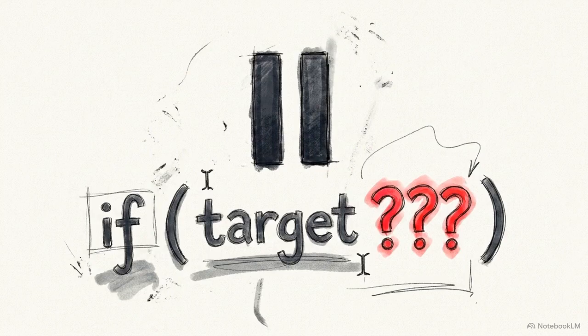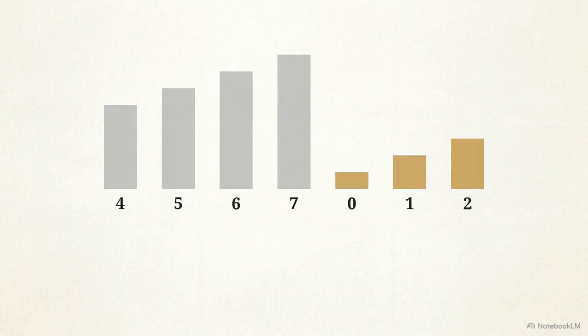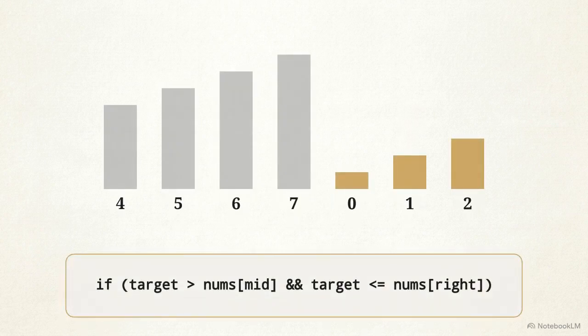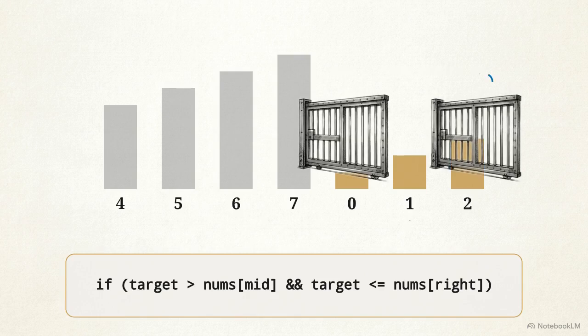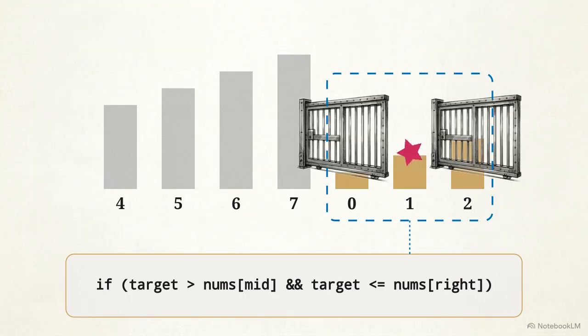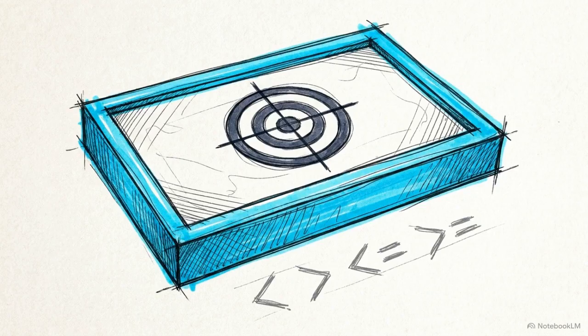Let's try an active recall. Pause the video and determine what the nested boundary check is if the right half is the sorted portion. The correct code for the right side is target greater than nums[mid] and target less than or equal to nums[right]. This follows the same logic. We establish the boundaries of the sorted section and check if the target is contained within them. Seeing the sorted half as a bounded box helps write comparisons based on spatial logic, rather than trying to memorize which way the symbols point.